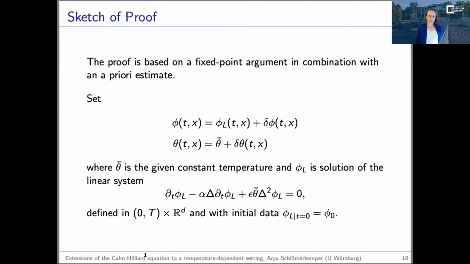So the sketch of the proof goes as follows. We are following a fixed point argument. And for this, we make the following Ansatz. We assume that the phase field function can be written as the function phi r plus a delta phi, and this function phi r just solves this equation where we set the right-hand side to be equal to 0. Otherwise it's the same equation that I had above. And similarly for the temperature, we make the Ansatz that theta can be written as the theta bar that you know from the smallness condition plus a perturbation delta theta.